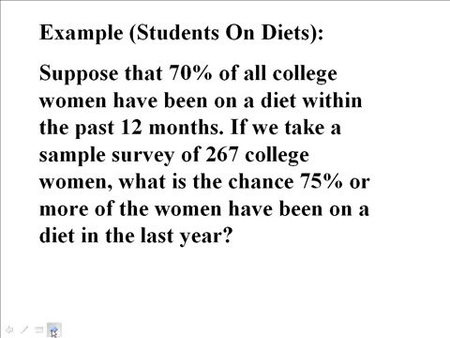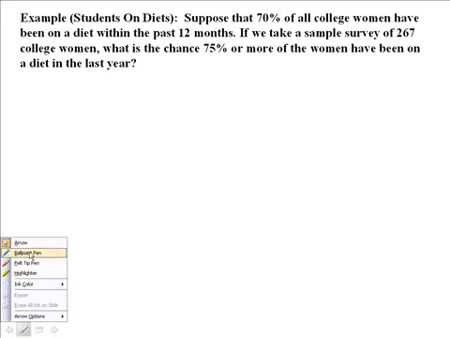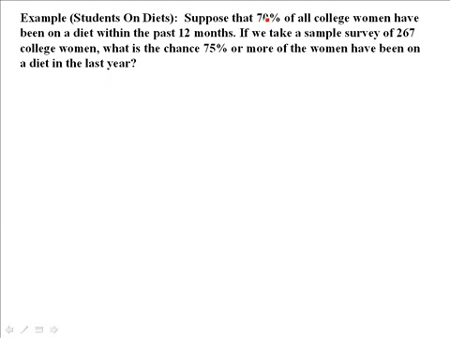All right, so it looks like this problem has to do with proportions because we're talking about 70% of all college women, and then down here we're looking at the chance of getting 75% or more of the women from our sample having been on a diet. So it's a proportion problem. This line that says 70% of all college women have been on a diet tells me that the population proportion is 70%. So that 70% has got to be our theta because it says all college women. All right, so let's write that down.